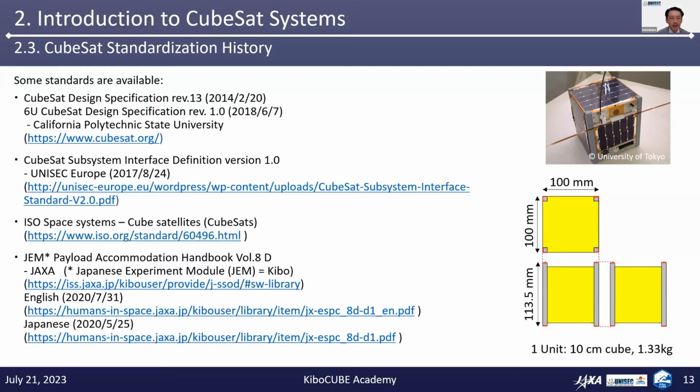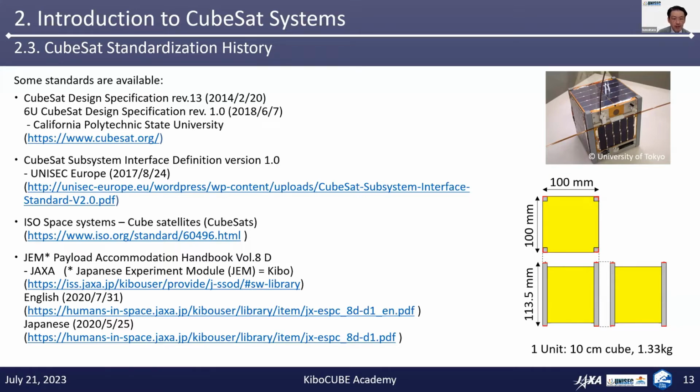The second one I introduce today is the CubeSat system interface definition organized by UNISEC Europe. This standard suggests interface definitions for the internal electrical components of CubeSat. This is available here. The third one is the ISO standard. A standard for space systems about CubeSat was established in 2017, which addresses the CubeSat deployer, and related verification of assurance and quality terms and metrics.